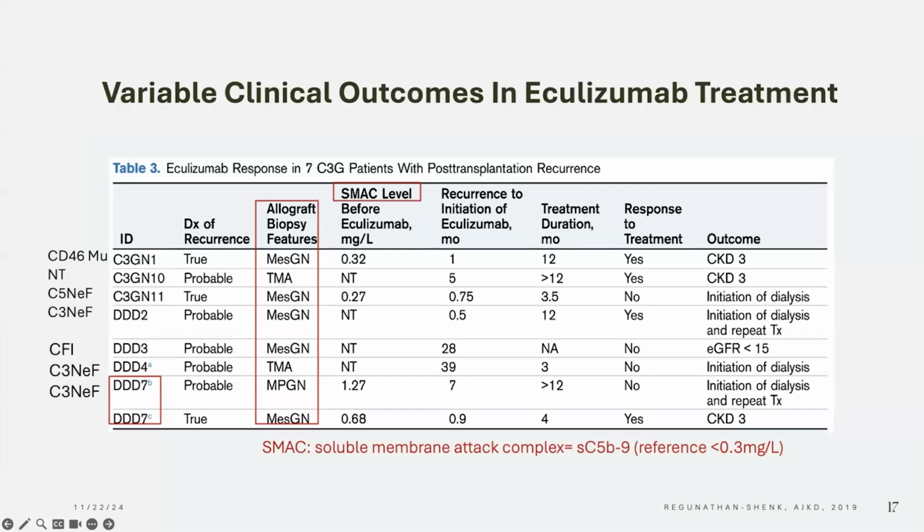The same patient, DDD number 7, had MPGN pattern during the first C3G recurrence and didn't respond to eculizumab at that time, ended up with repeating transplant, then had recurrent C3G again. This time, he manifested as mesangial proliferative pattern and responded to eculizumab. The heterogeneity of C3G definitely contributes to the inconsistent clinical outcomes. Another reason is that, as we explained earlier, eculizumab is too late to the party, didn't target the key point of C3G. We need new complement inhibitors.